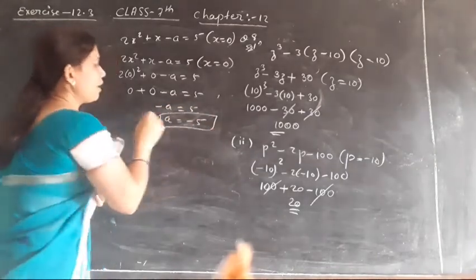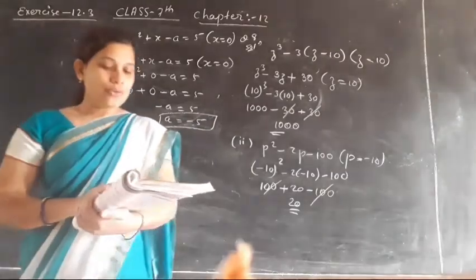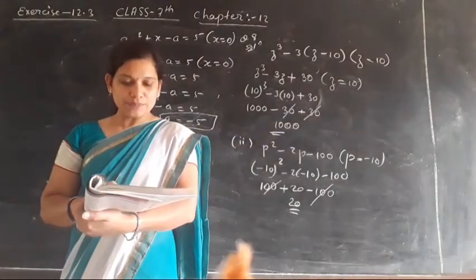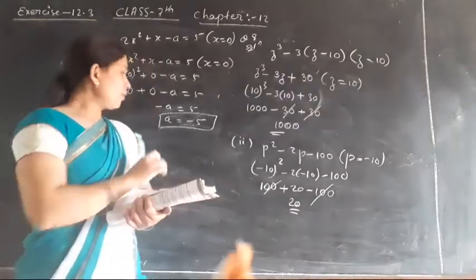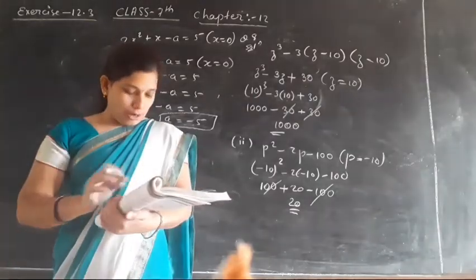So the value of a you will get as minus 5. Clear? The value of a you will get as minus 5. Now the 10th question.